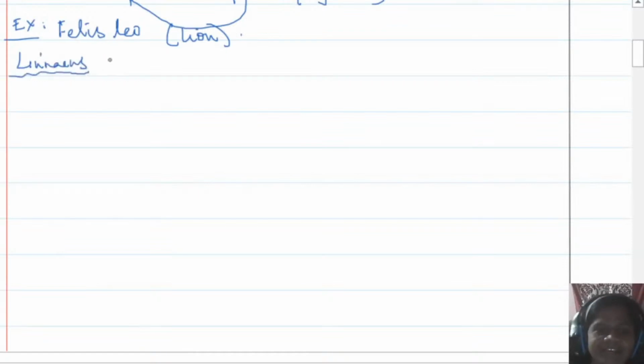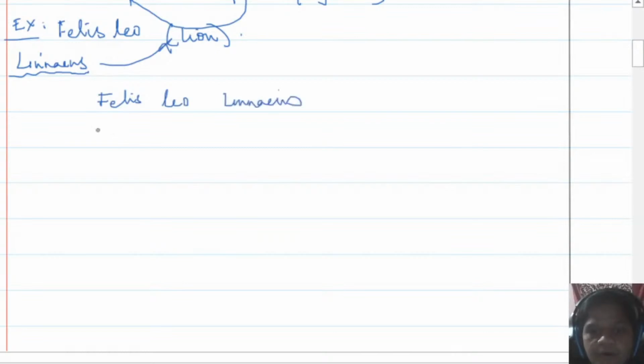So this guy first described lion as Felis leo. Felis is the genus name and the leo is the species. And because this is the guy who described it, we can write it as Felis leo Linnaeus or Felis leo Lin or Felis leo L. All of these are different ways of writing the name of lion, the Lion King.